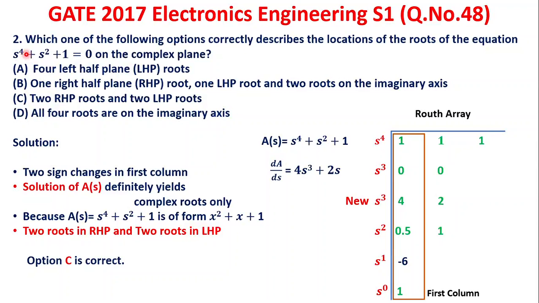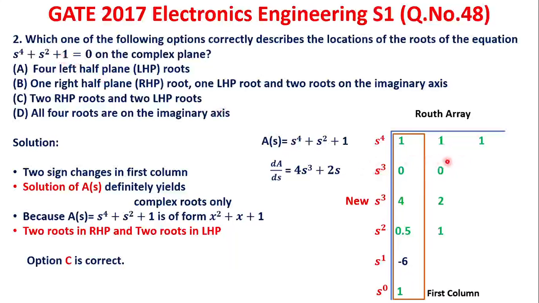So how can we do it with the Routh array? Very simple. Formulate the Routh array. There are two coefficients which are missing, that is the s coefficient and the s cube coefficient. Otherwise we can do the problem as usual. So s power 4, s square, 1 is the first row. The next row is the s cube row and s row. S cube and s terms are missing, so 0. That means a row of zeros.